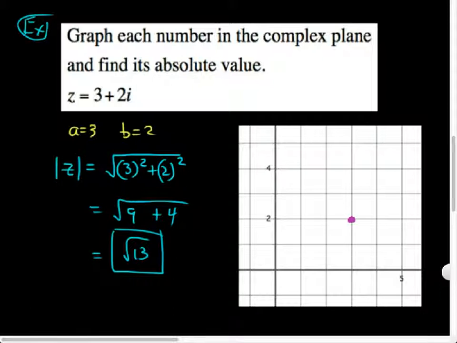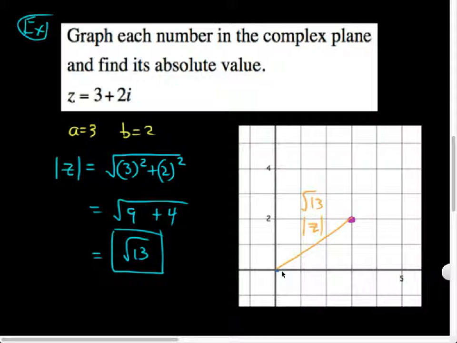Like so. And what that's claiming is the distance that this point is from the origin, right? That's the definition of absolute value. Right? The absolute value of z is the square root of 13. That's what that distance would be. Which, by the way, is a little bit more than 3, a little bit less than 4. The square root of 16 is 4, the square root of 9 is 3, somewhere in the middle. Maybe it's like 3.5, something like that.